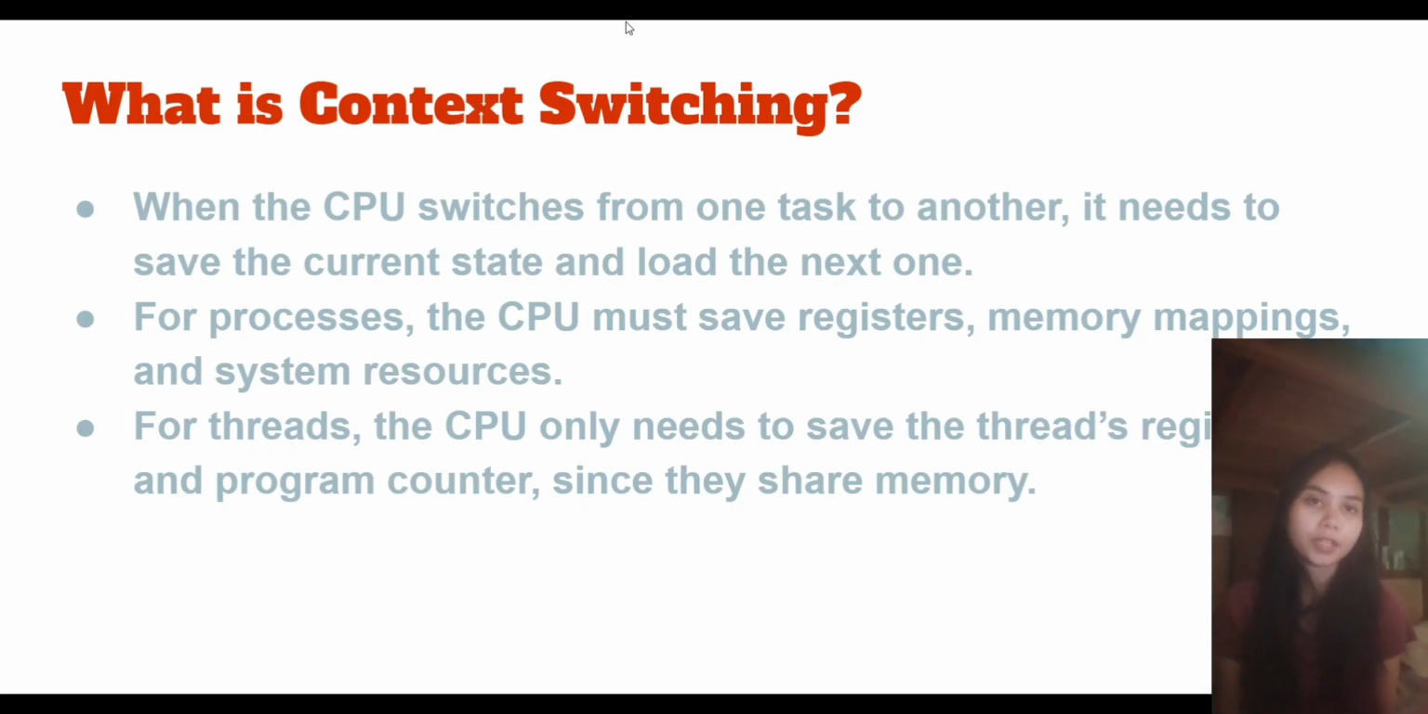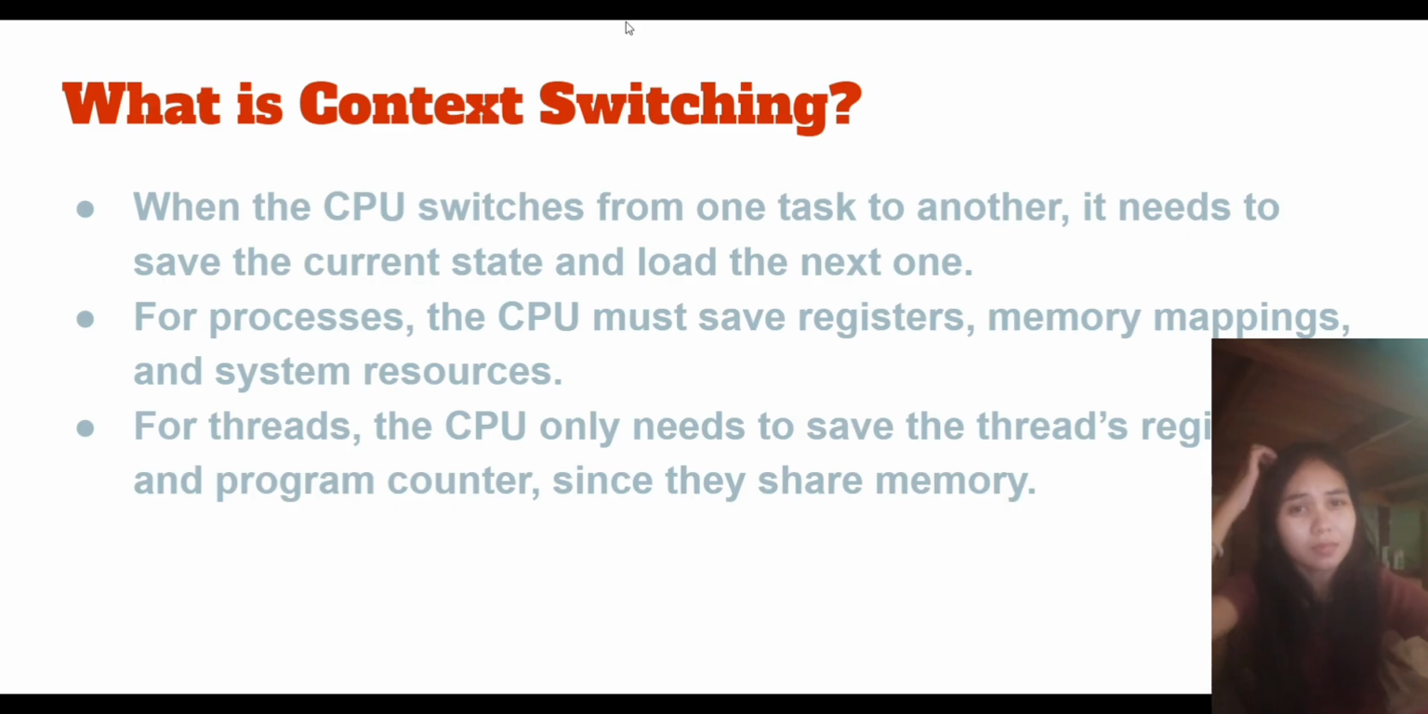So now that we have learned about processes at saka threads, we also need to understand how the operating system gives each one a fair share of the central processing unit. So, dito mapasok si context switching. Context switching is a fundamental technique that allows multitasking. It lets the computer pause one task and switch to another. So, multiple processes and threads can appear to run at the same time.